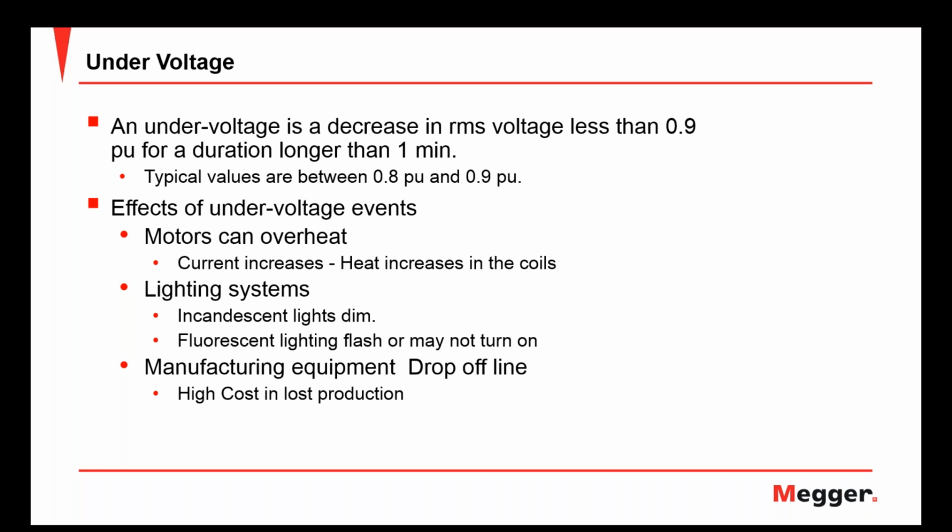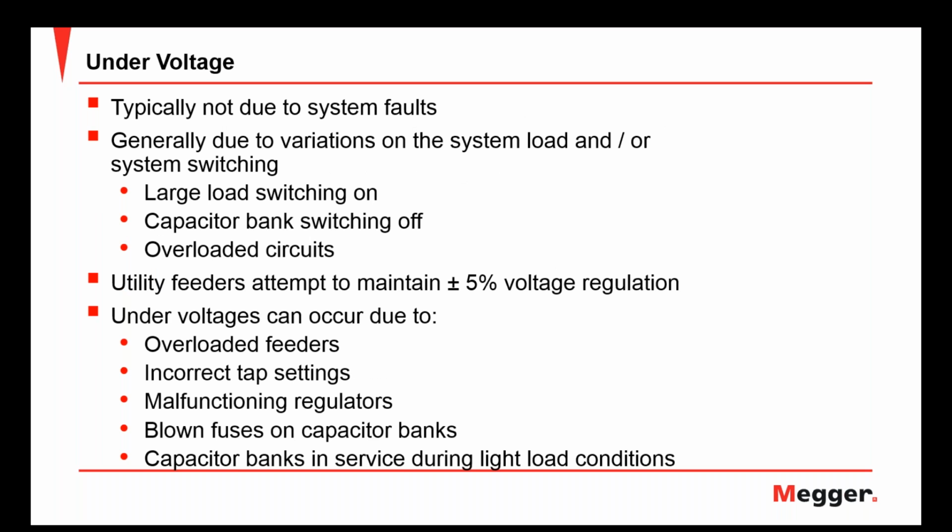In lighting systems, you can see things like incandescent lights, obviously, we know they dim when that happens. Fluorescent lights, you may see them actually start to flash, or they could turn off completely and may not turn on. And of course, any manufacturing equipment could end up dropping offline.